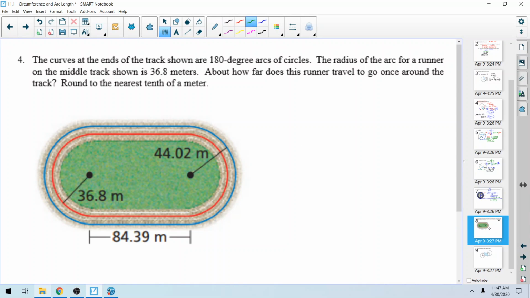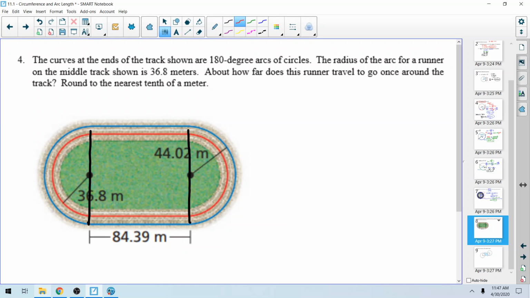Number 4, the curves at the ends of the track shown are 180-degree arcs of circles, meaning what we're dealing with here is a semicircle and a semicircle. So it's half the circle. The radius of the arc for the runner on the middle track shown is 36.8 meters. About how far does this runner travel to go once around the track? Round your answer to the nearest tenth of a meter. So we're looking at the guy on the red track.